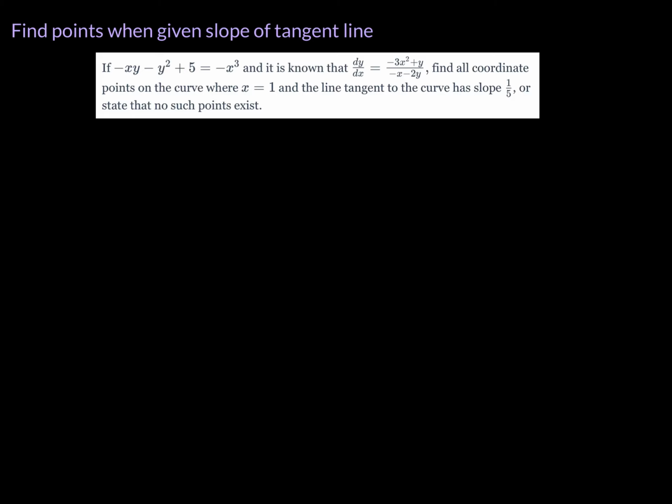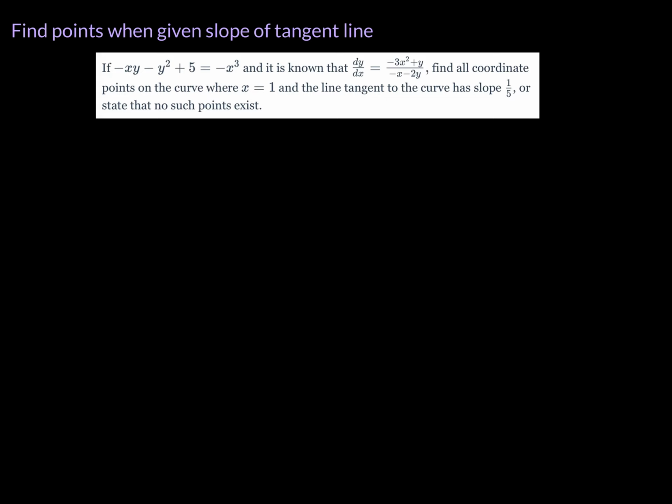Sometimes you'll be asked to find a point or a couple of coordinates when given the slope of a tangent line. So we're given this curve right here, and instead of finding the dy/dx, they actually give it to us. But what they want us to do is find all coordinate points on the curve where x equals 1. So when x equals 1, what y value or y values do we get?